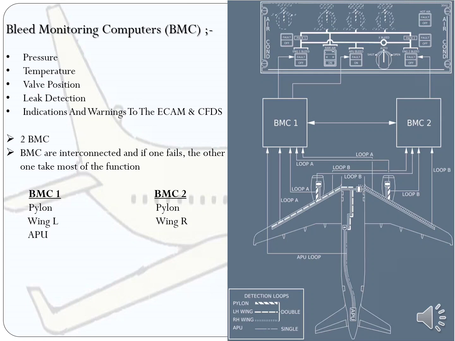Here you can see this is BMC1. BMC1 will take care of this pylon and left wing as well as the APU. BMC2 will take care of the pylon and right wing.